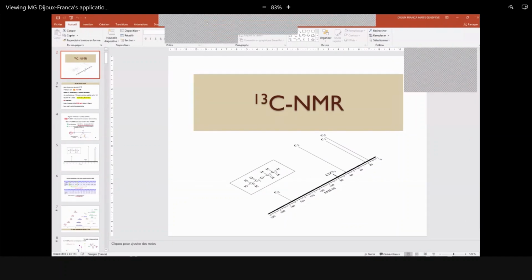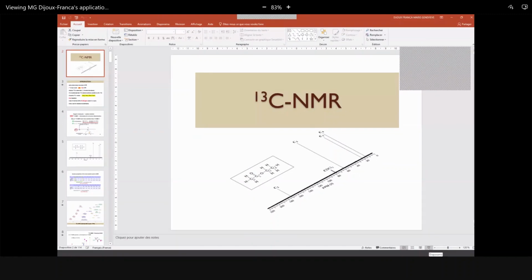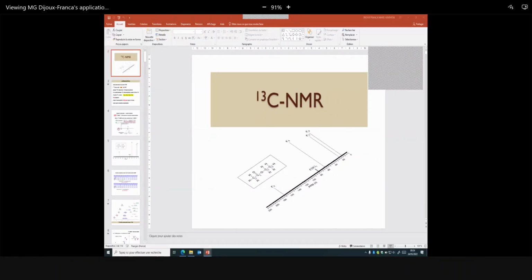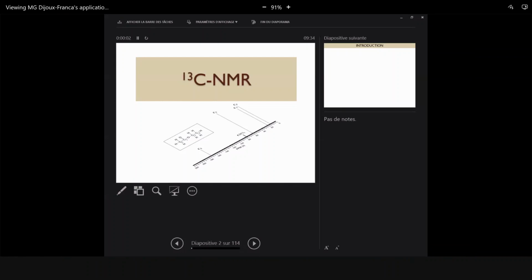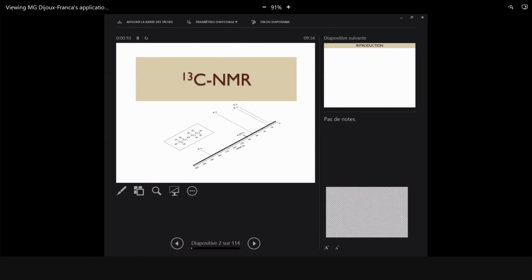So today we'll talk about the carbon-13. Do you see the slide? Yes. Yes. Okay. We'll see.